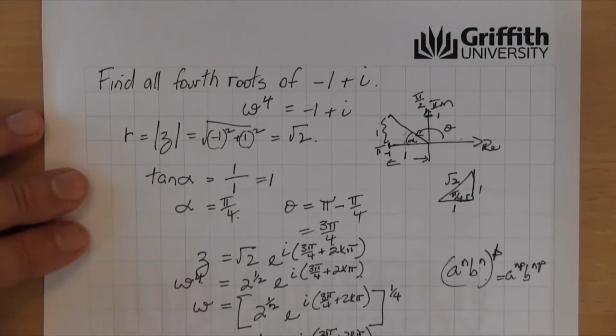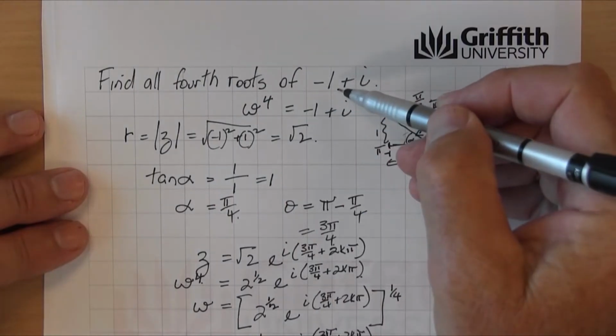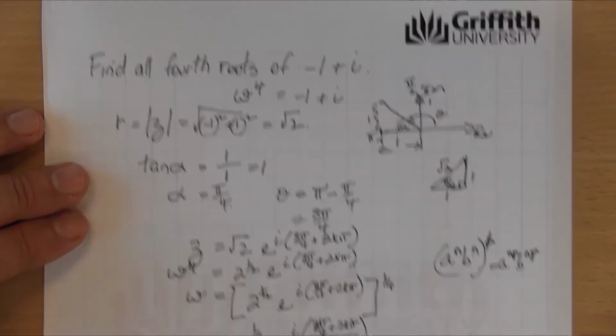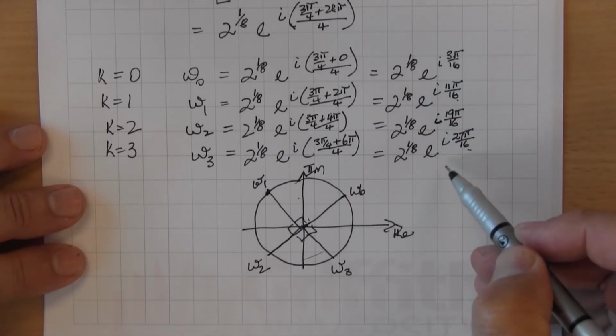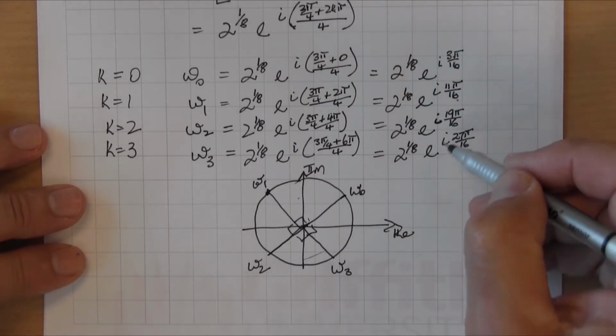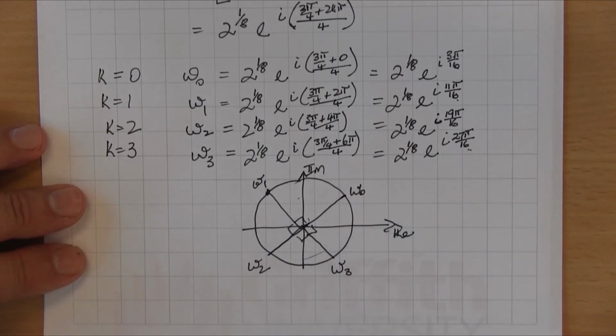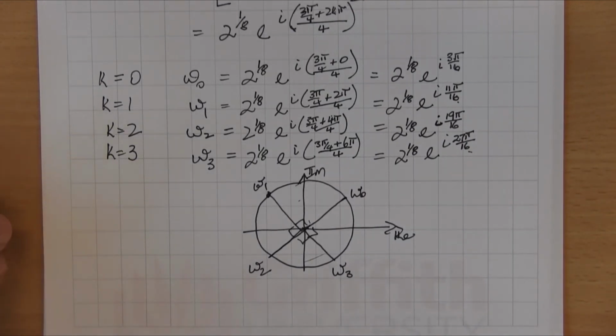We'll go back and have a look at what the question asks. Find all 4th roots of that. And we've come up, expressed them all there in polar form, and then we've done an Argand diagram showing where they are spaced around the circle.